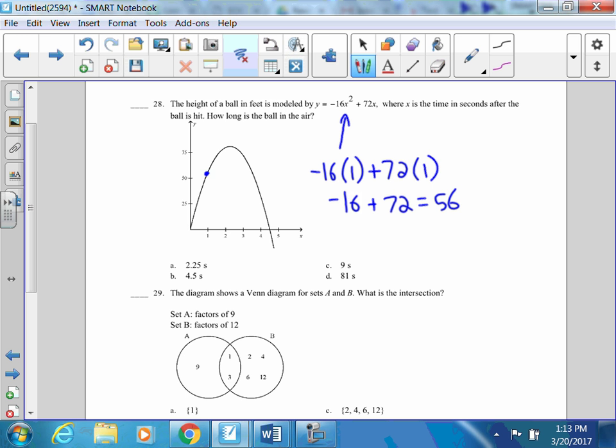Okay. What about 0 seconds? So 1 second, 56 feet. What about 0 seconds? If you plug 0 in for x, this becomes 0 and this becomes 0. So y is 0. And obviously, 0 seconds after the ball is hit, it's 0 feet in the air.